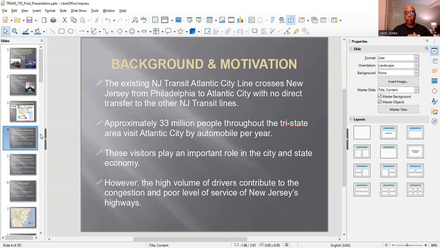Now, again, visitors, the tourists who help the economy of Atlantic City. So they play an important role. However, there's a high volume of drivers that contribute to the congestion and poor level of service of New Jersey's highways.